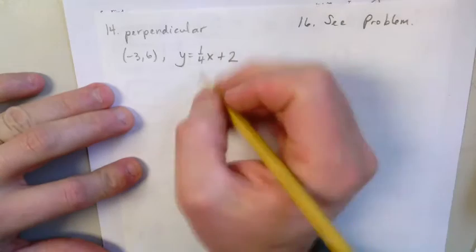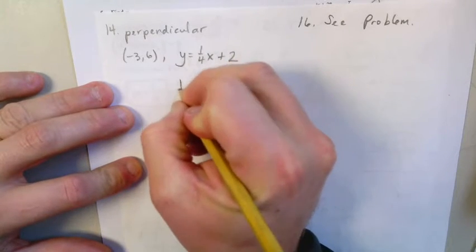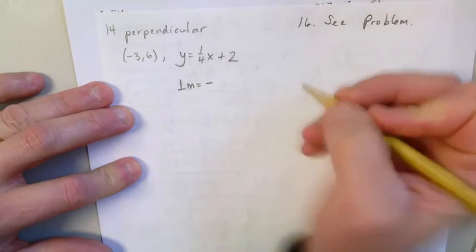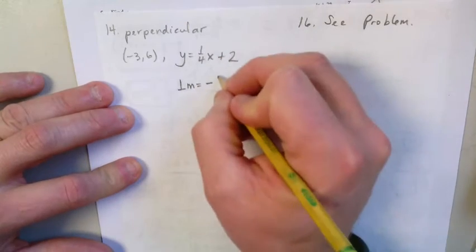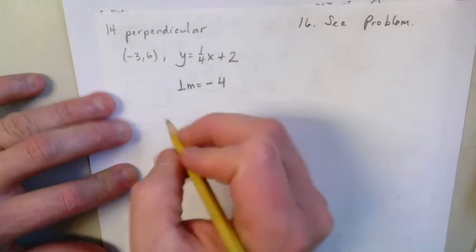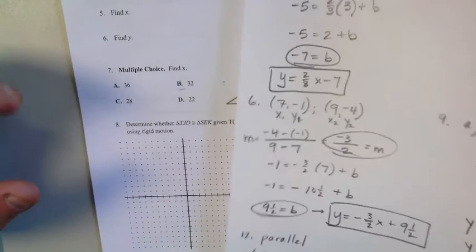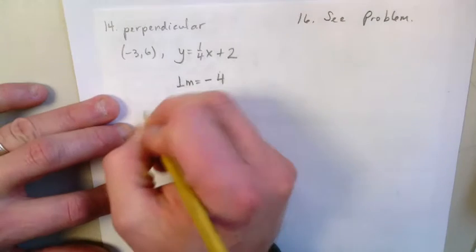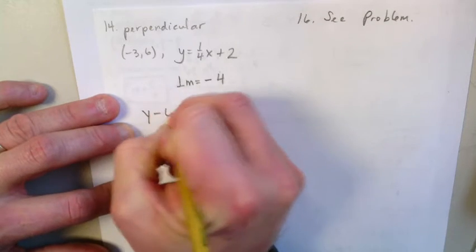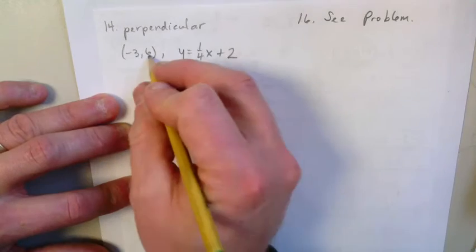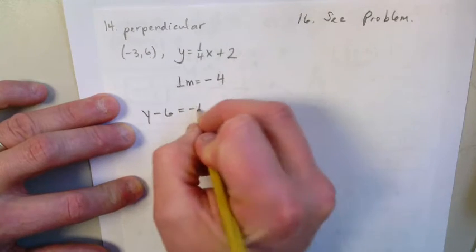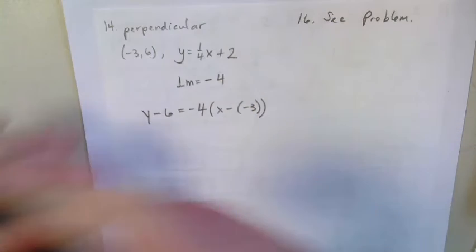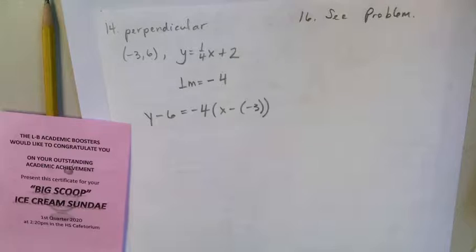Perpendicular. Perpendicular means my slope has to be the opposite reciprocal. This one's positive, so my slope is going to be negative. Reciprocal is going to be 4/1. Okay? And I used slope-intercept form on that last one, so I use point-slope form on this one. So y minus the y value equals the slope times x minus the x value.